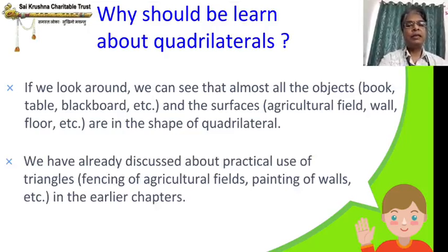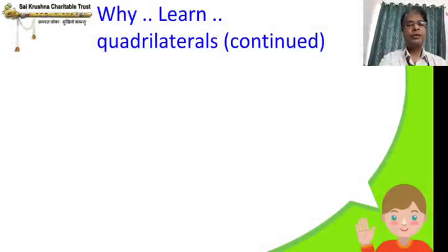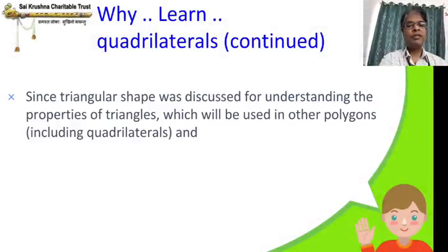We have discussed already about practical use of triangles, fencing of agricultural fields, painting of walls, etc. These are very, very few practical examples we discussed, but there are plenty. Everything is only quadrilateral in the earlier chapters. Since triangular shape was discussed for understanding the properties of triangles, which will be used in other polygons, including quadrilaterals. So we discussed triangular shape, right?